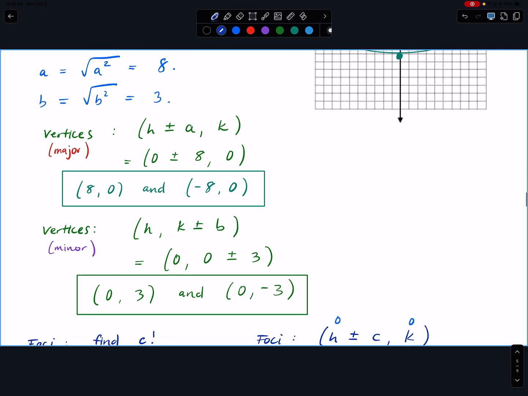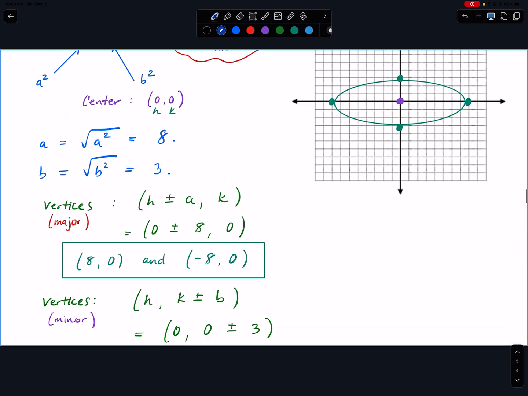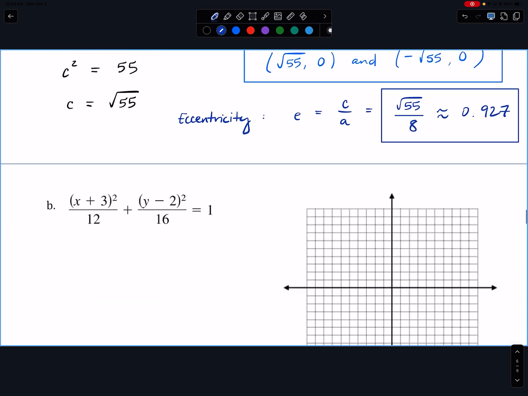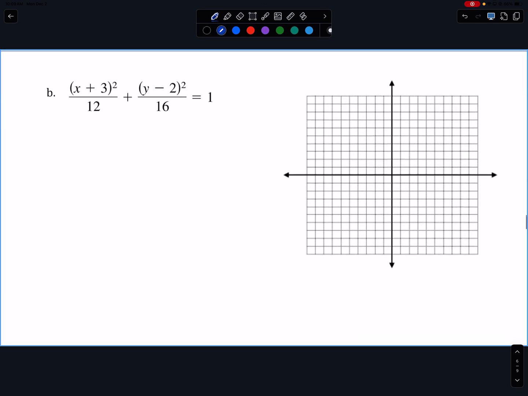Any questions on any of these steps? This one wasn't too bad because the center was 0, 0. But what if it's not? Okay, this one's a funky one. You will see why.